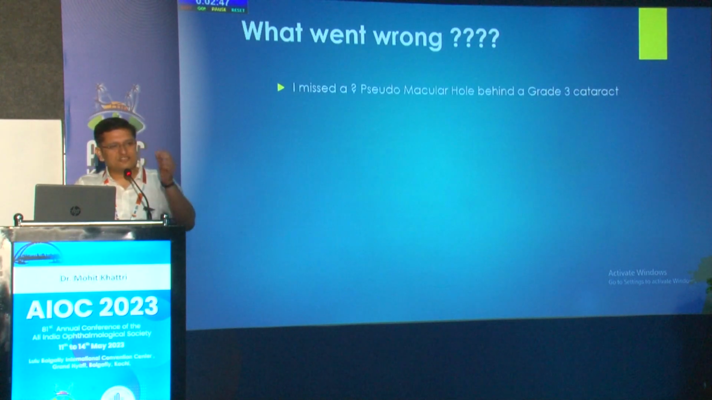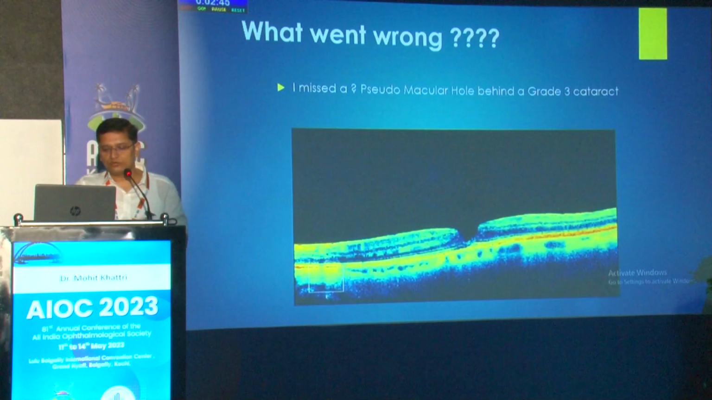I literally missed a small patchy kind of ERM and a pseudomacular hole. This is the OCT picture. This I missed in the presence of a PSC. What crime have I done? But I missed it. He did not improve beyond 6/12.